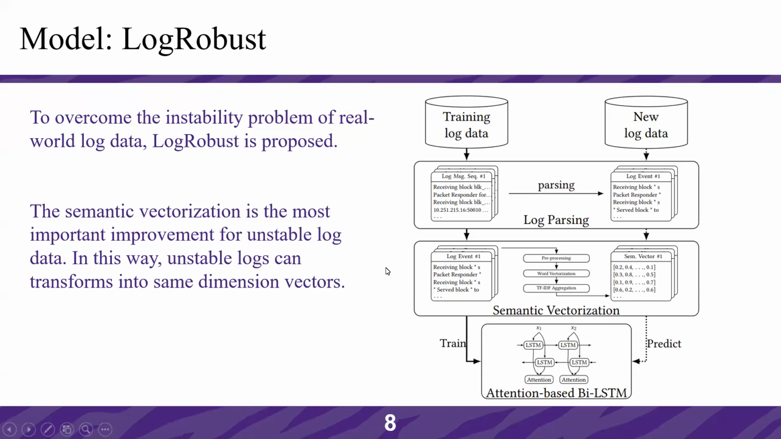To overcome the instability problem of real-world log data, this semantic vectorization is proposed. It's the most important improvement for unstable log data. In this way, the unstable log can transform into the same dimension vectors. So this matrix's dimension is still fixed, but when some new logs come out, it is okay. It doesn't matter. I will explain it in the following slides.